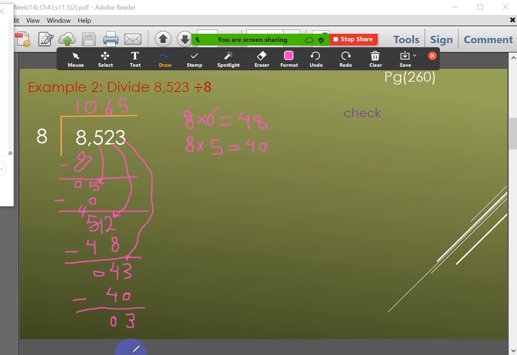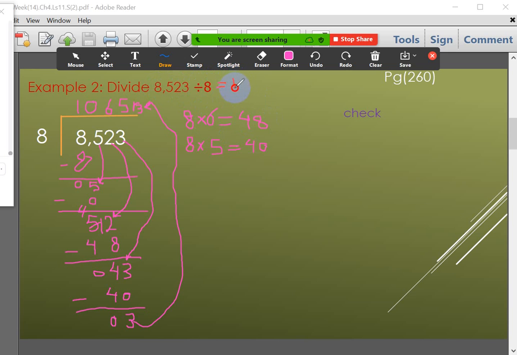This is a remainder. Why? Because 3, I can't divide it by 8. So what I have to do with this 3, I will keep it as a remainder here next to the number. I will put it here as a remainder, and it will be R3. Like this. So the quotient, the answer for the division, which is here: 8,523 divided by 8 equals what?